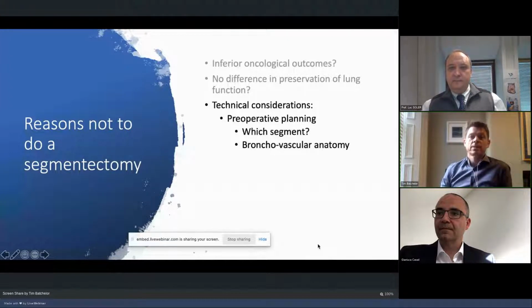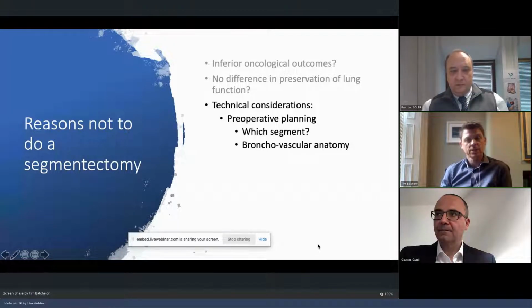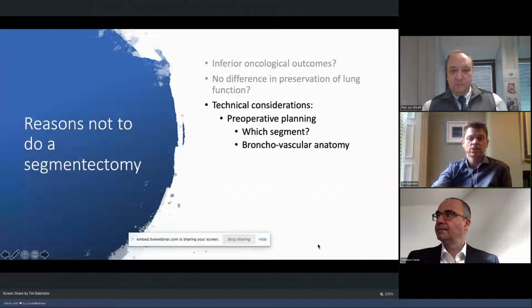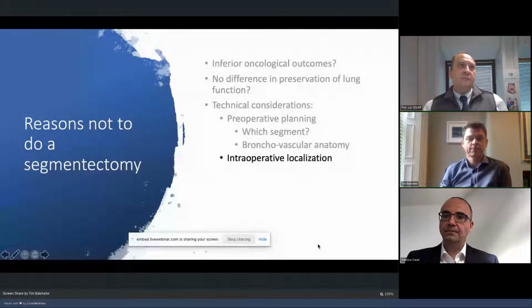And then there are technical considerations pertinent to this presentation. Preoperative planning. Which segment is the nodule actually in? I'm sure you've all looked at a CT scan and been scratching your head as to which segment the nodule is in. And what about the bronchovascular anatomy? It varies greatly from patient to patient. How do we get a hold of that just by looking at a normal CT scan?